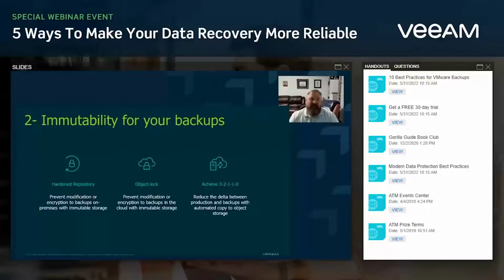So now let's take a look at immutability. One of the things Kaylee talked about during the 32110 chart was that extra 1 and 0 in the end. And this goes back to what we were talking about with immutability and how cyber threats are now including backups inside of their attack vectors.